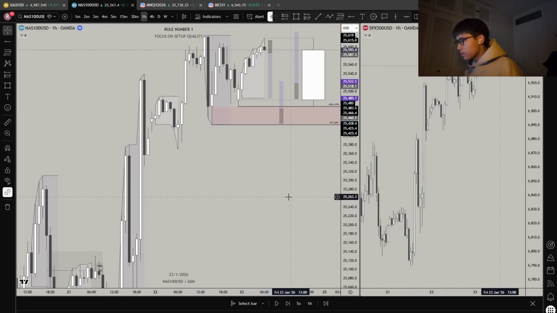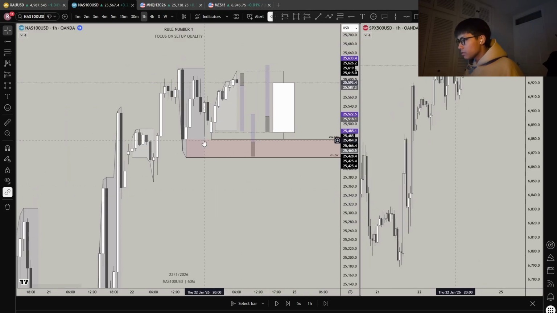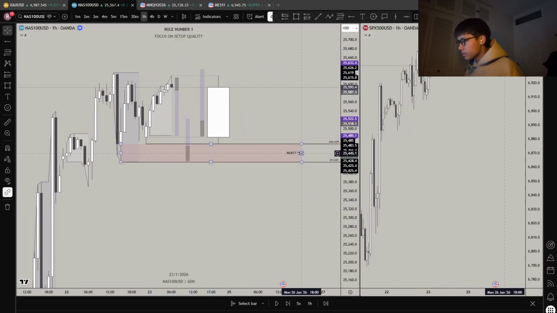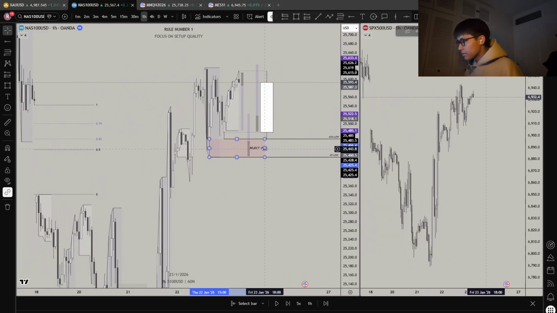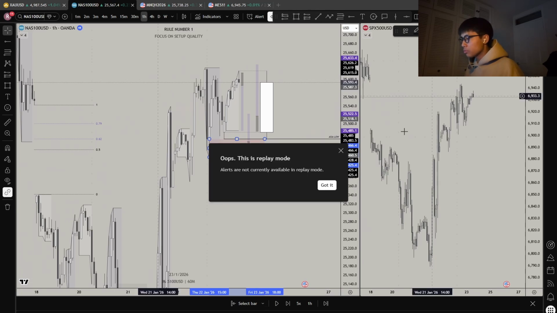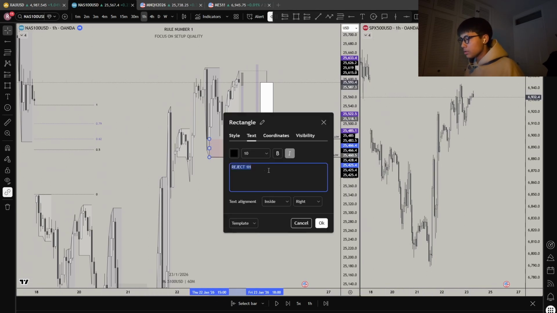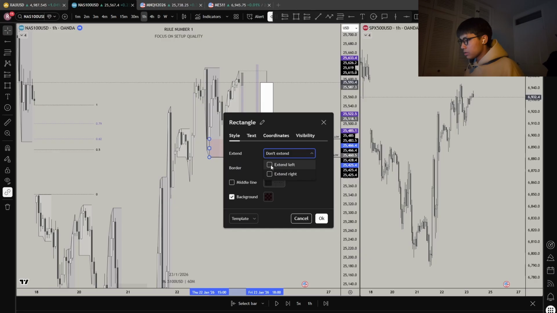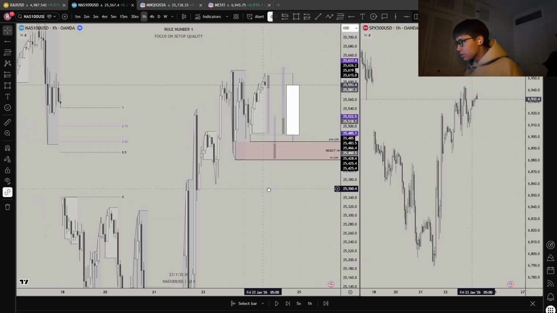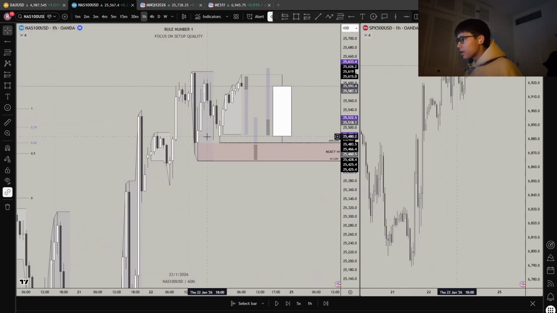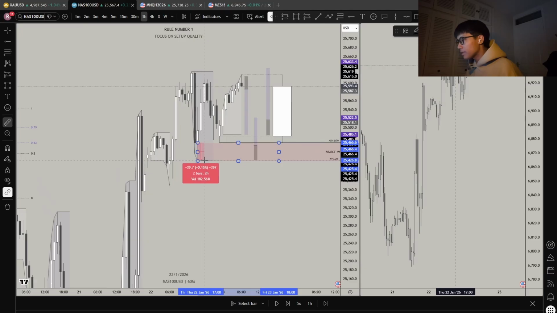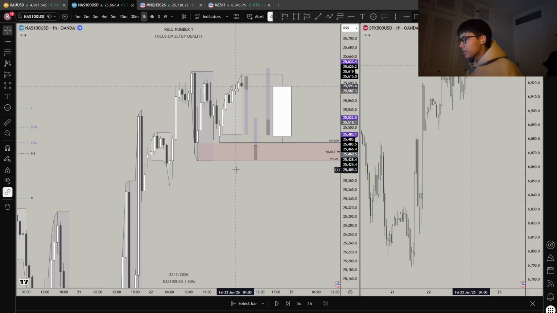Okay, by rejection block, I don't know why that's not showing. Hold on, let me just do this. Oops. Okay, by rejection block, what I mean is whenever there is a large wick like this and another wick respects it, or even sometimes the large wick by itself on a lower time frame, that validates as a rejection block to me.